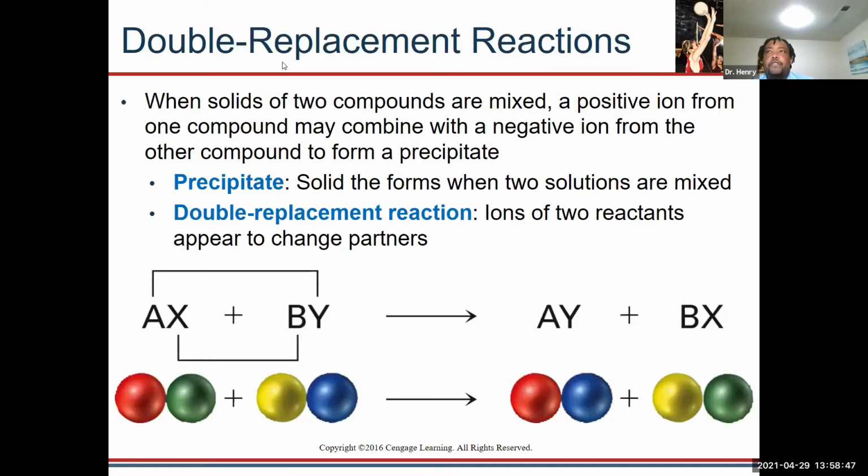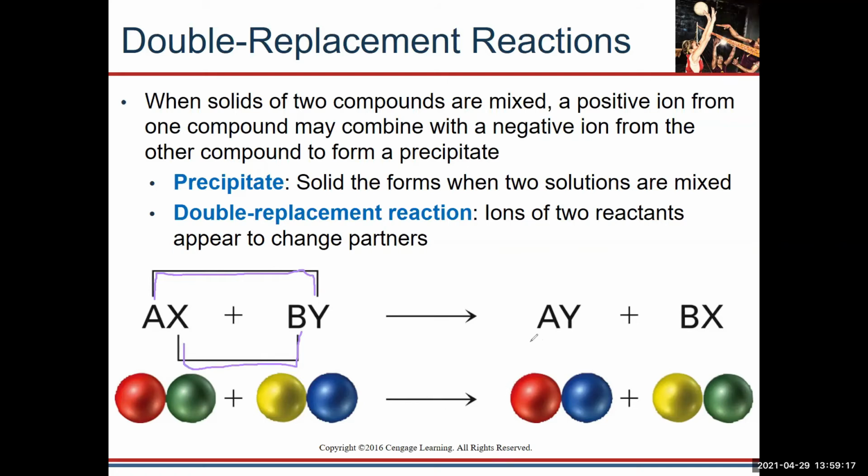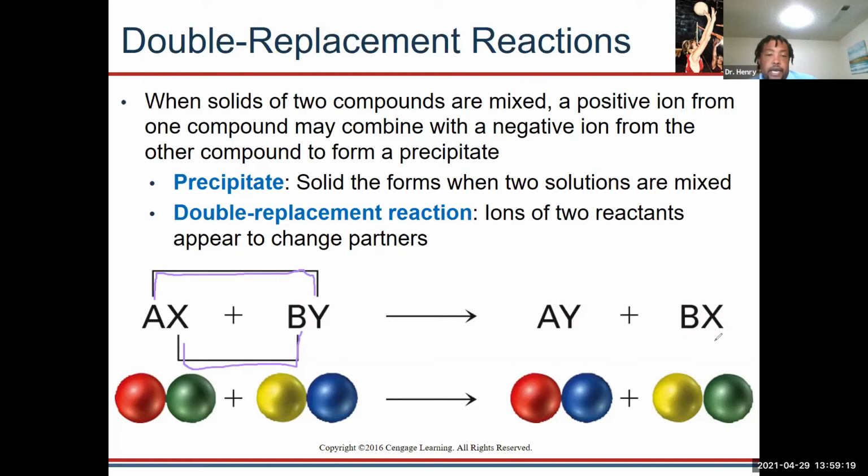Okay, the next type of reaction that we have is a double replacement reaction. Double replacement is also called a double displacement reaction. Sometimes they'll call it a precipitation reaction. So in a double replacement reaction, you're replacing the partners. A is going to partner up with Y now, and B is going to partner up with X. So it's kind of like a swingers party, right? You're going to be switching partners. So then you're going to end up with AY and BX. Okay, you guys got that? Yes.